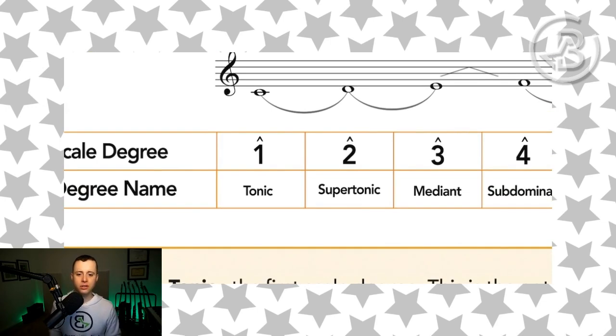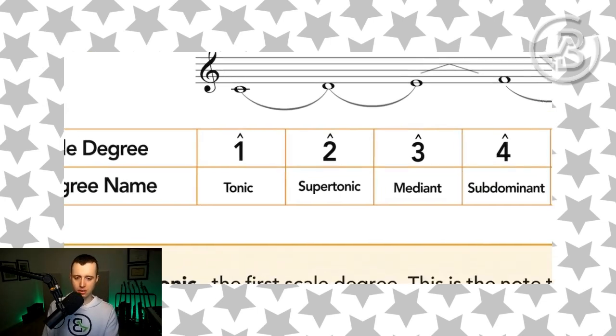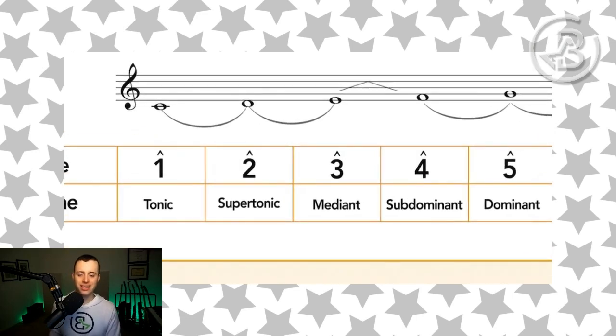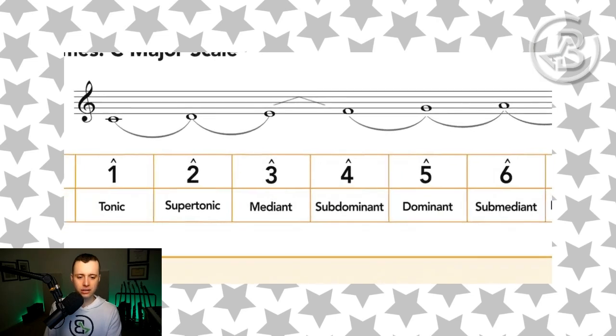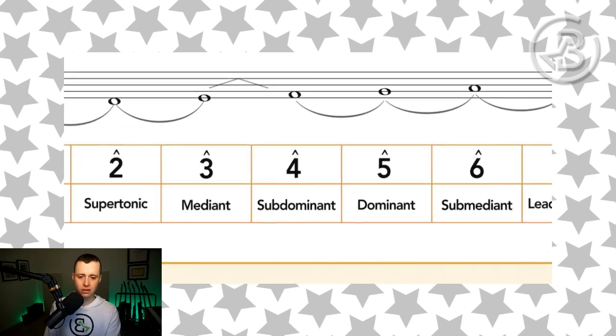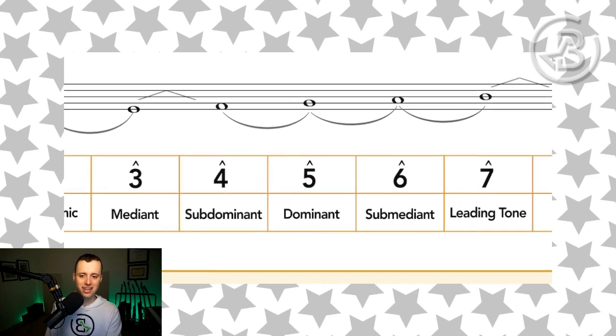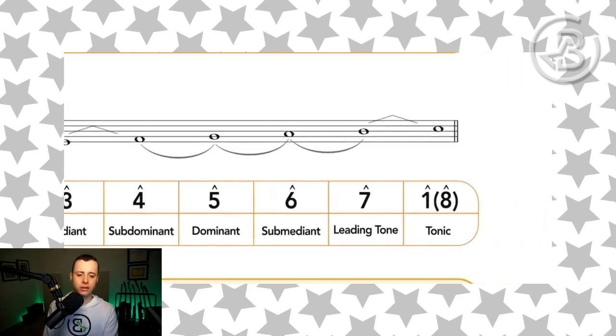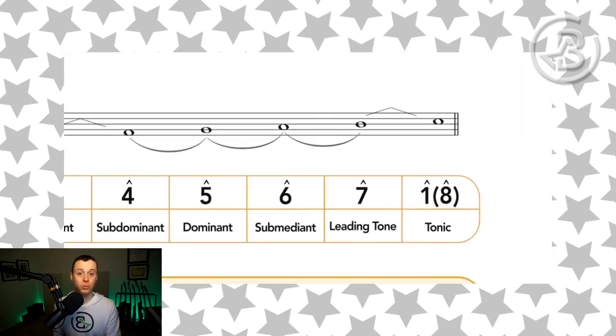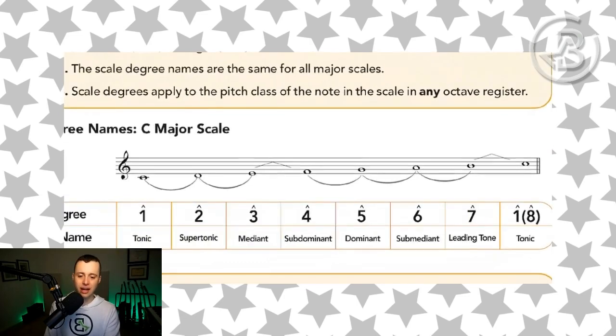So the name of scale degree 1 is the tonic. The name of scale degree 2 is the supertonic. The name of scale degree 3 is the mediant, not the median, but the mediant with a T. Scale degree 4 is called the subdominant. Scale degree 5 is called the dominant. Scale degree 6 is called the submediant. Scale degree 7 is called the leading tone, and then we're back to scale degree 1, which is the tonic.